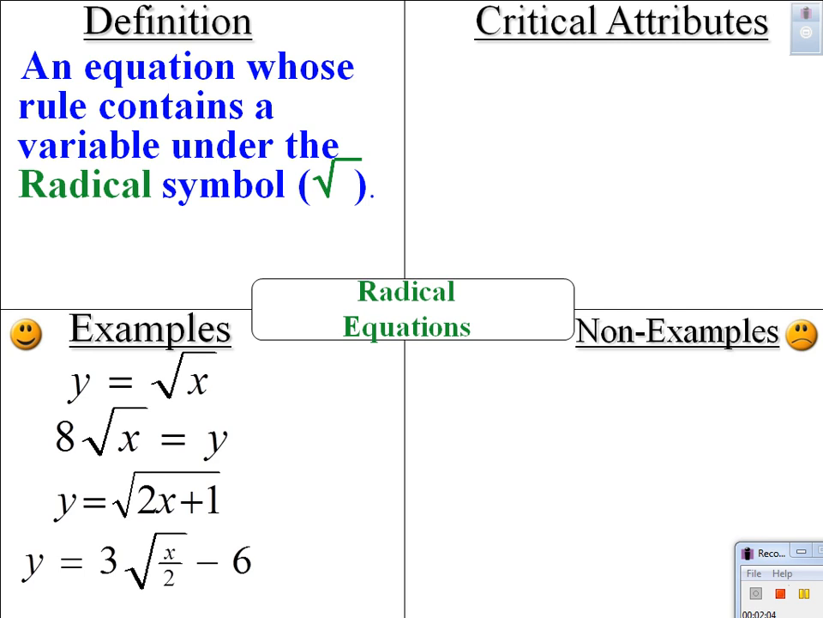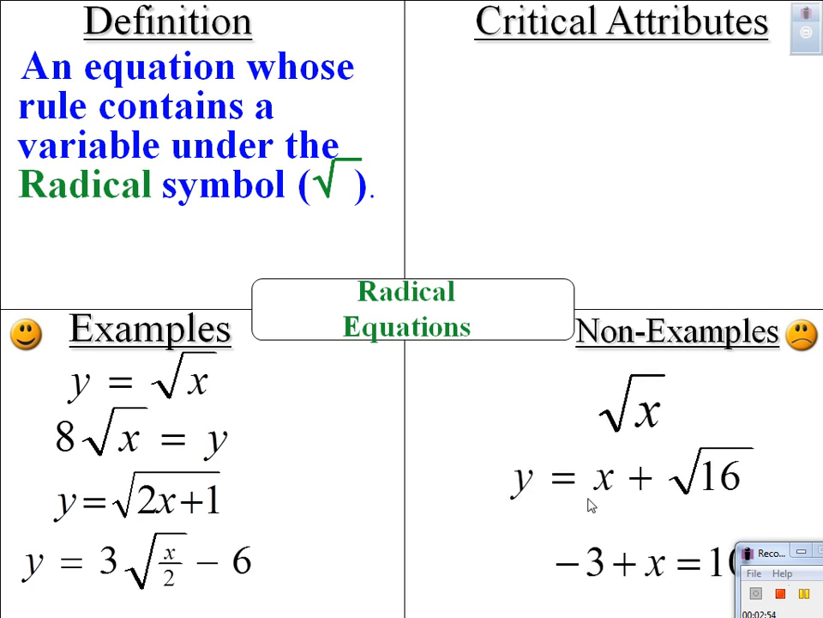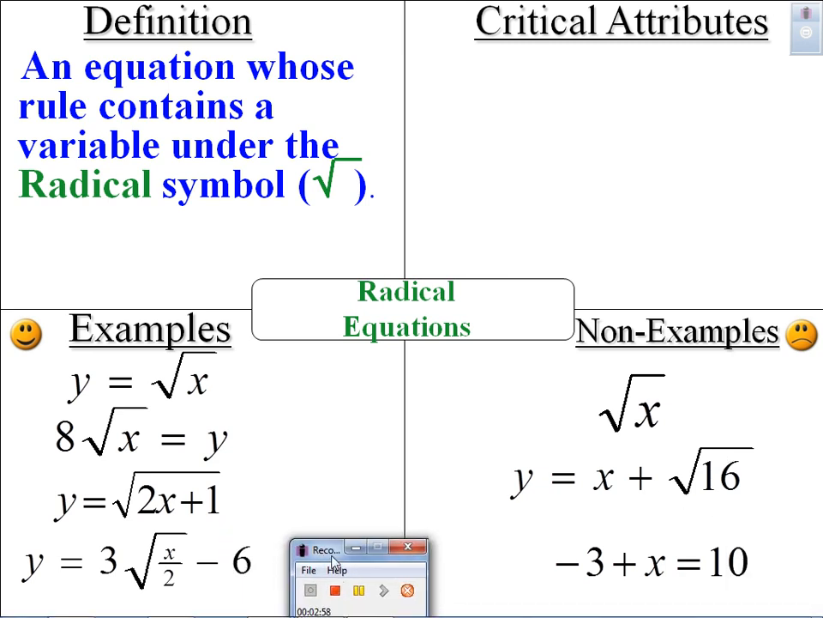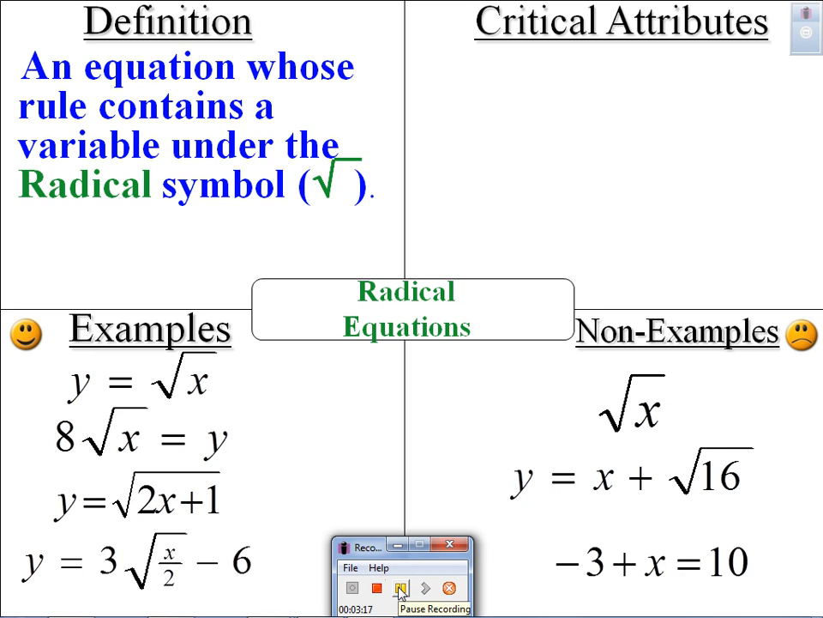All right. Non-examples. Square root of x, y equals x plus square root of 16, and the last one is negative 3 plus x equals 10. As you're copying those down, think about it. Why are these not radical equations? As soon as you copy those down, share with your neighbor why each of these are not radical equations, please.